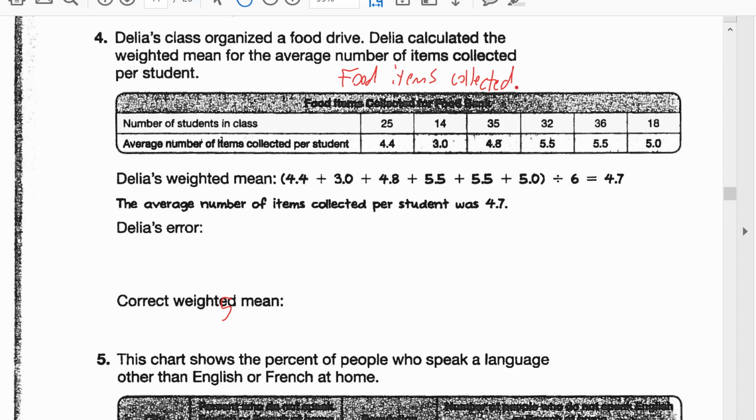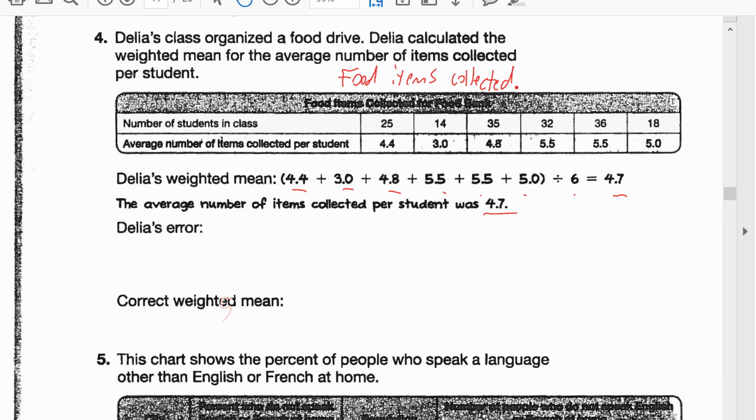So her weighted mean is 4.4 plus 3 plus this plus this plus this plus this divided by 6 is 4.7. The average number of items collected per student was 4.7. What is her error? Well, she didn't take into account the class sizes. So she just has the mean, not the weighted mean.